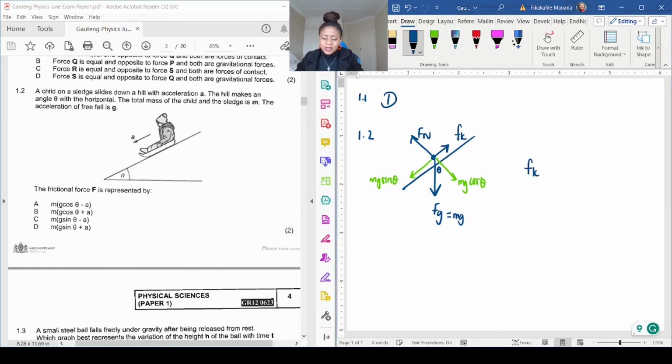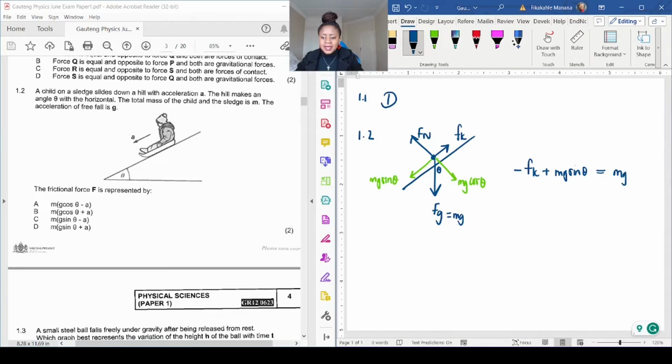If I add the forces in the x direction, minus Fk plus mg sin theta is equal to mass times acceleration. And in this case, they told us the acceleration is the free fall g. So we actually have mg instead of ma.